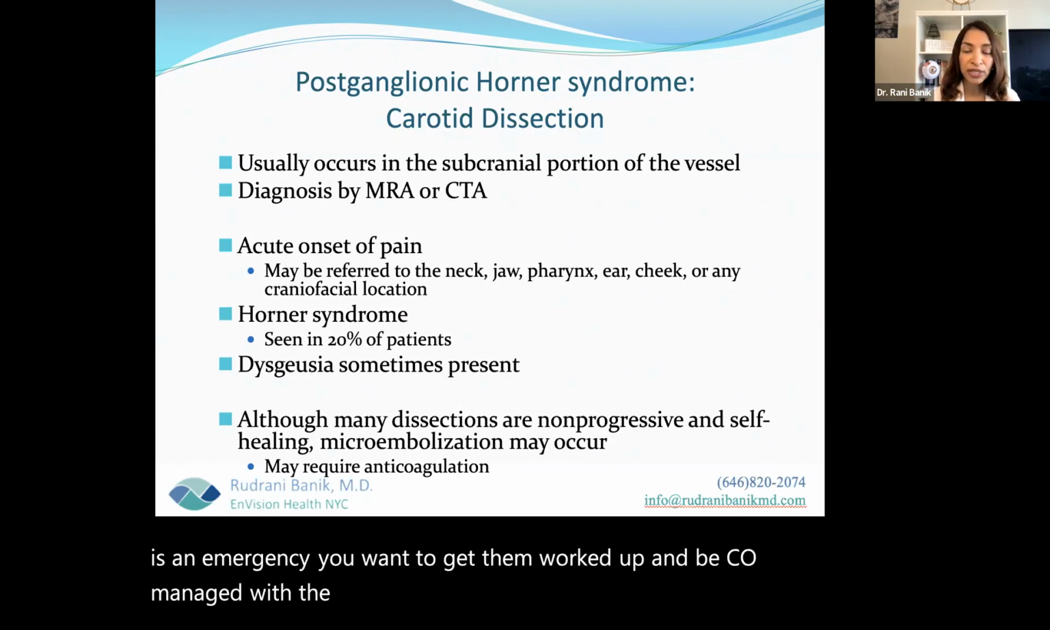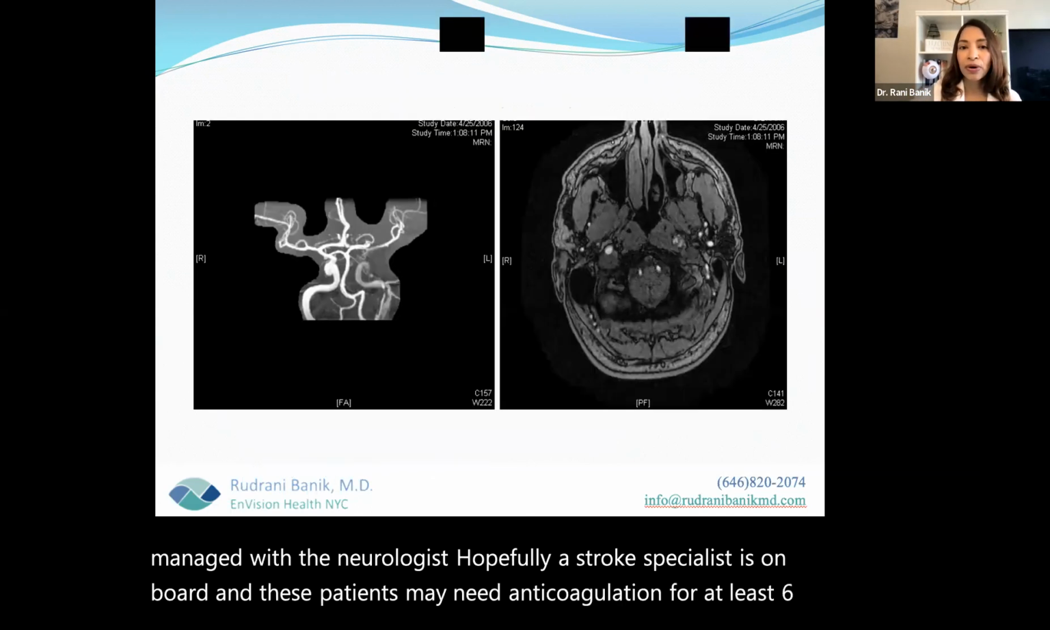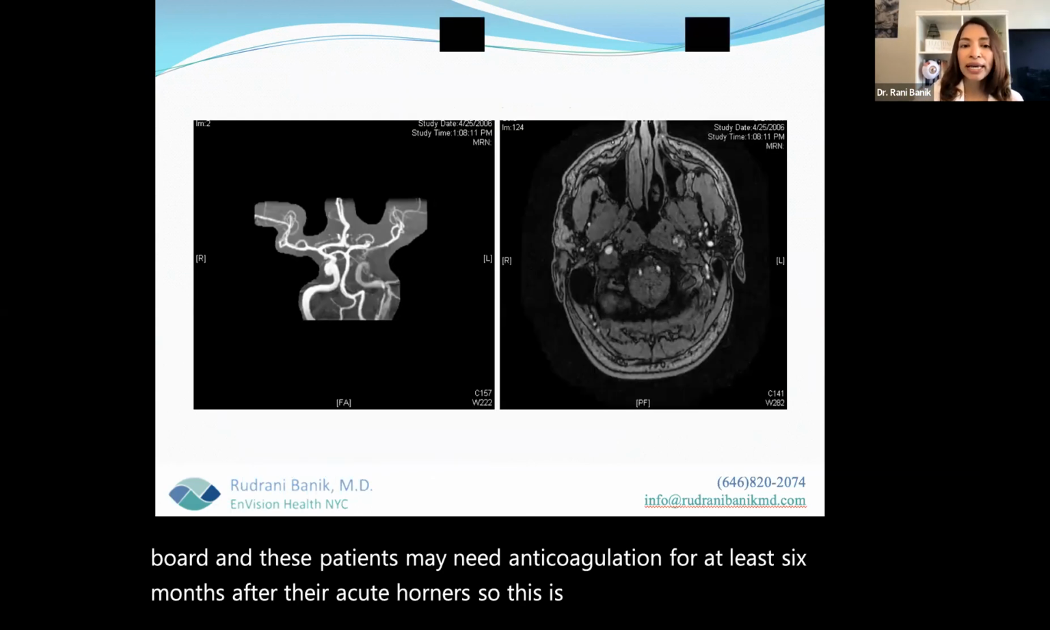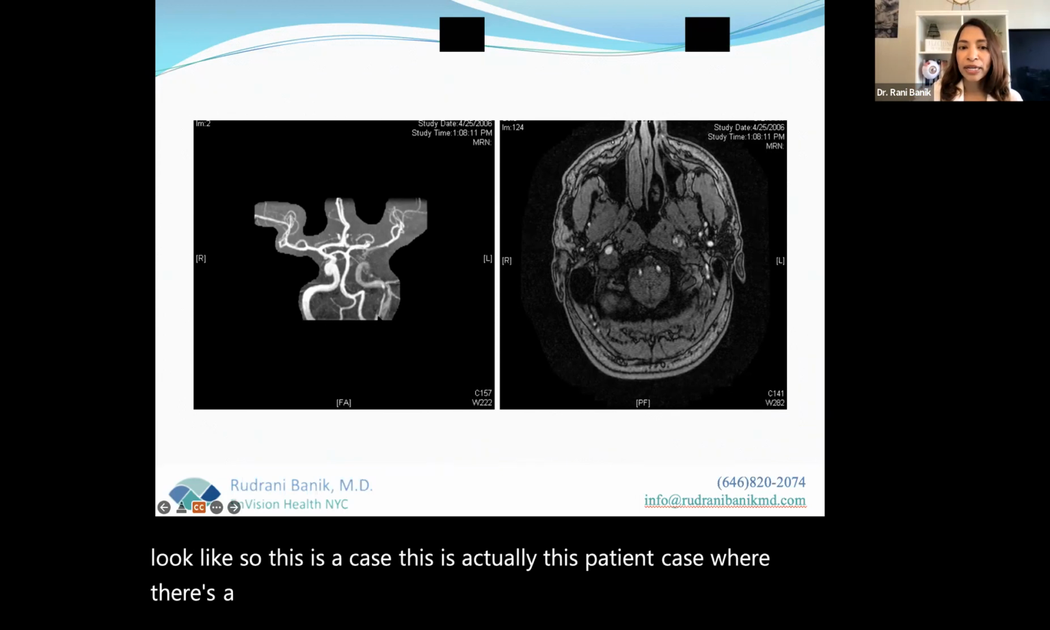Hopefully a stroke specialist is on board, and these patients may need anticoagulation for at least 6 months after their acute Horner's. So this is what neuroimaging may look like. This is actually this patient's case, where there's a normal carotid over here, but here there's a dissection.